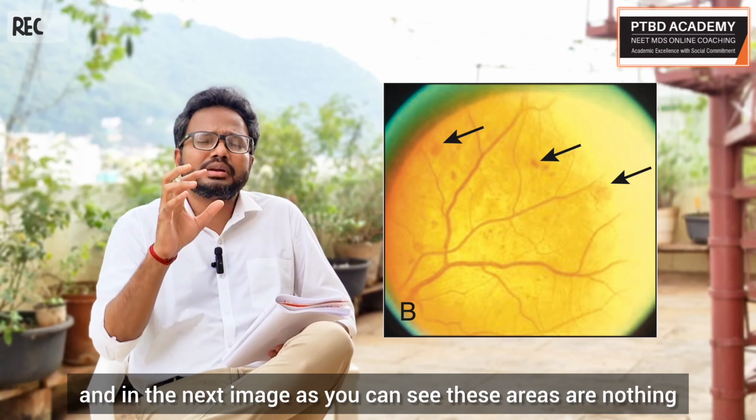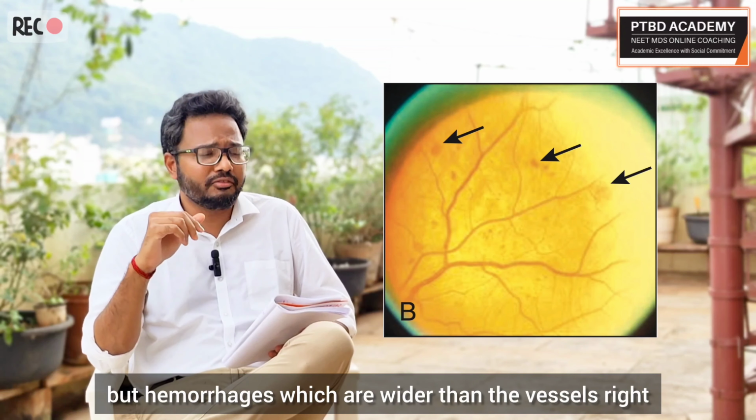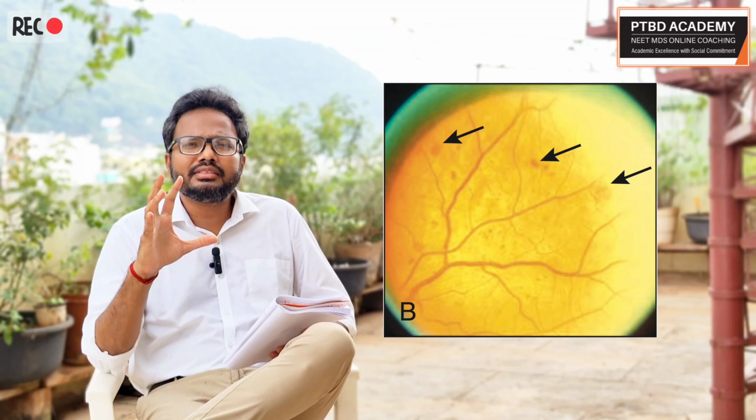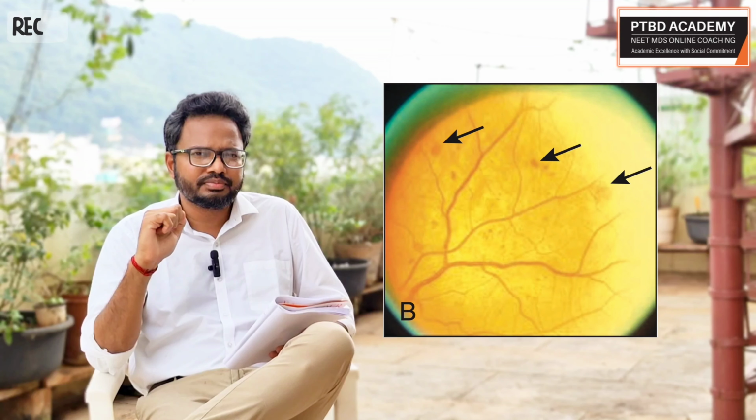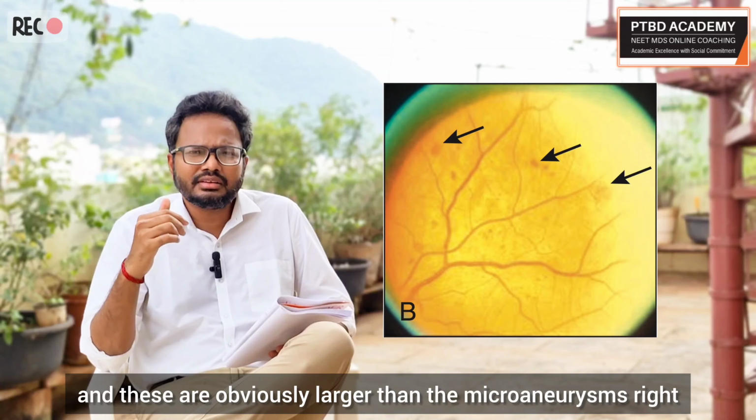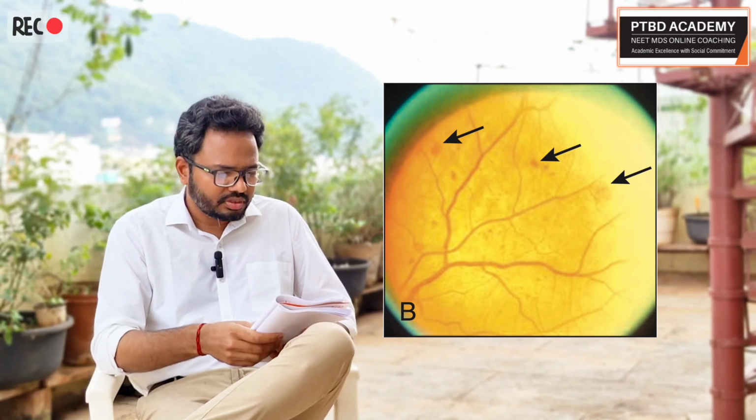And in the next image, as you can see, these areas are nothing but hemorrhages which are wider than the vessels, right? And in these hemorrhages, you can see irregular margins, and these are obviously larger than the microaneurysms, right?